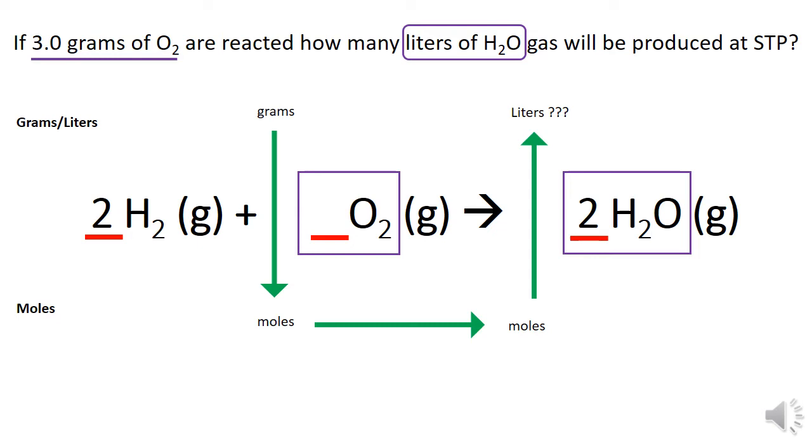Then we would want to go down our street to get to our water. So we would have to convert from moles of oxygen to moles of water. So that's the second conversion. Then finally, we would want to get to the unit that we want, which is liters. So we would have to convert from moles of water to liters of water. In this case, if we were to work out this problem, since it's at STP, we could use the 22.4 liters per mole and do that last conversion pretty straightforwardly.